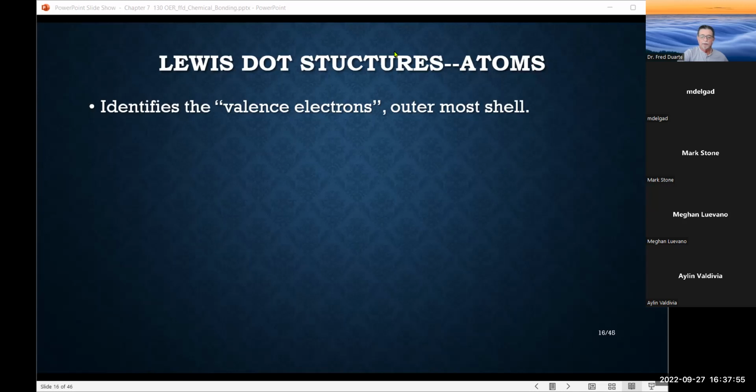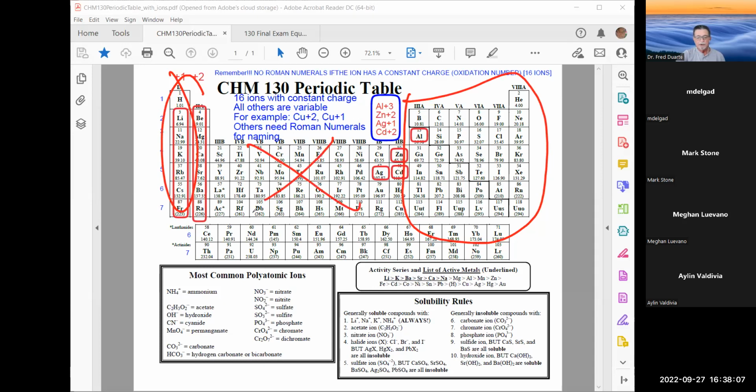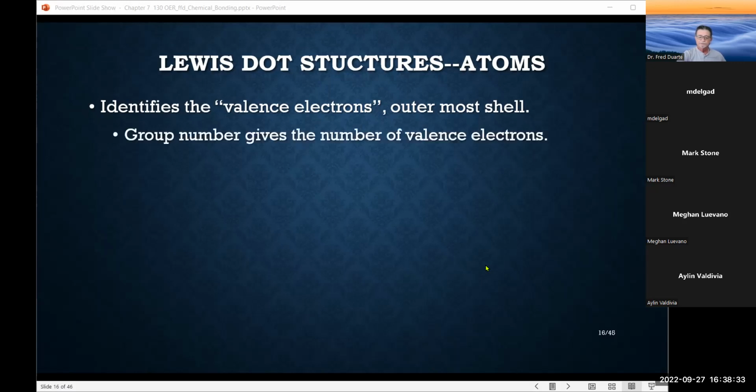We don't know that for the B's, only for the A's. We can't predict for the D block or the F block because it basically varies. So we're going to learn how to draw Lewis dot structures for the atoms, and then we're going to take that and learn to draw structures for compounds. Well, the first step first. The group number gives us the number of valence electrons.